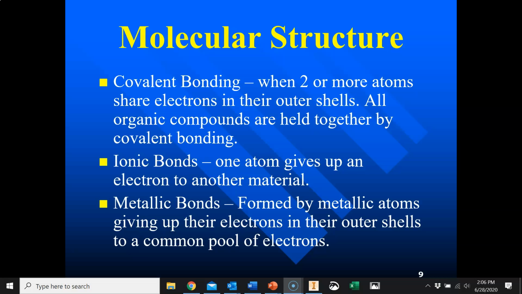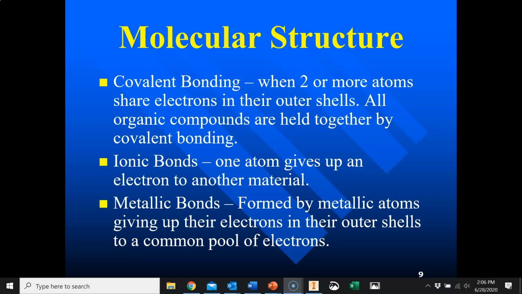Molecular structure. Covalent bonding is when two or more atoms share electrons in their outer shell. All organic compounds are held together by covalent bonding. Covalent bonds are very strong because of the sharing of their electrons.